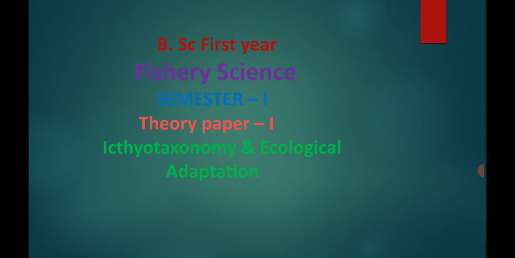Today we are going to study the Fishery Science BSc first year, semester first, the theory paper first. The name of the paper is Ethiotaxonomy and Ecological Adaptations.